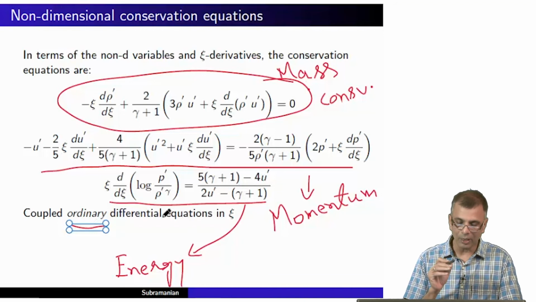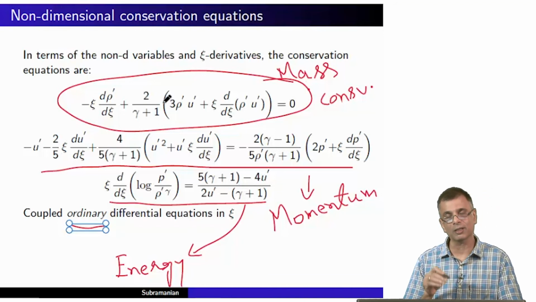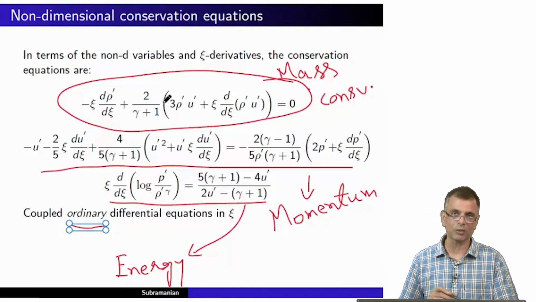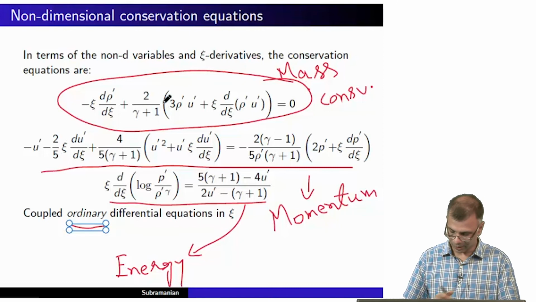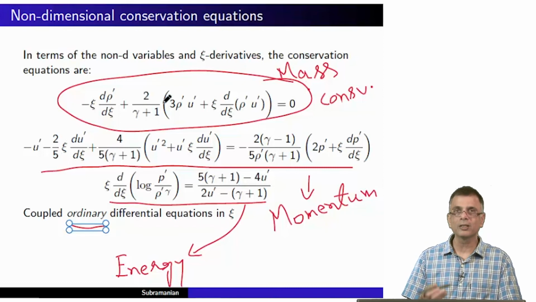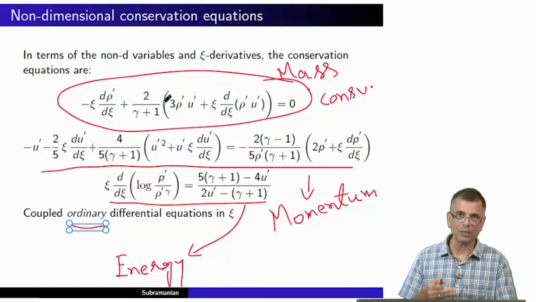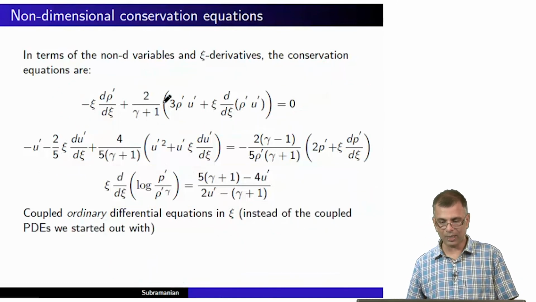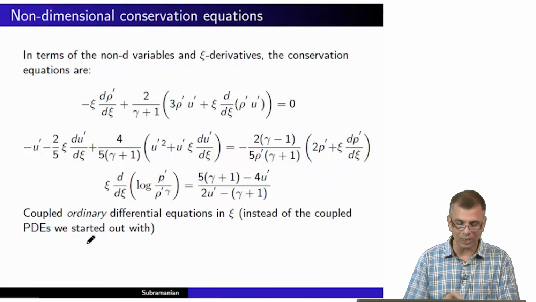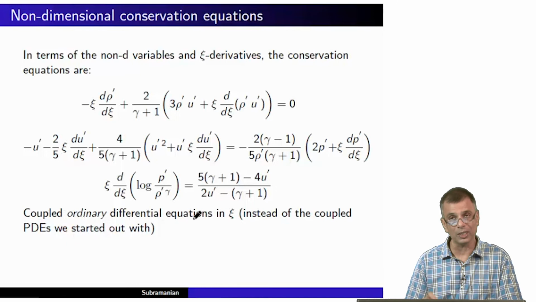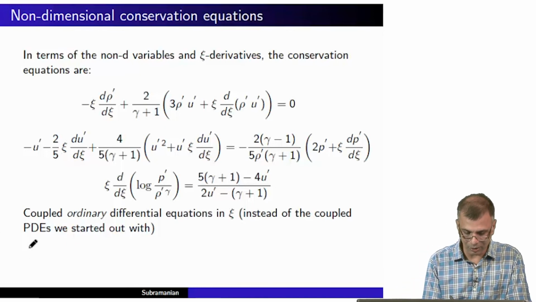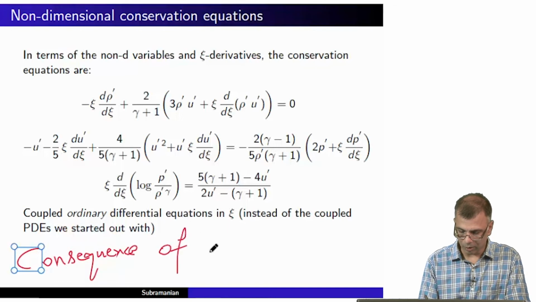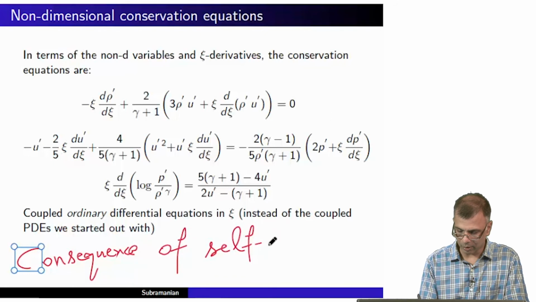The fact that you now arrive at a system of coupled ODEs rather than a system of coupled PDEs, which are much simpler to solve. So this is the final thing, right? And one can solve this and find solutions for the shocked gas, how the medium behind the shock looks. Instead of the coupled PDEs we started out with, we have ended up with coupled ODEs. And this is a consequence of self-similarity.